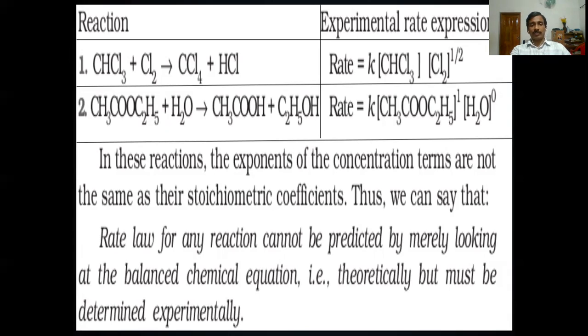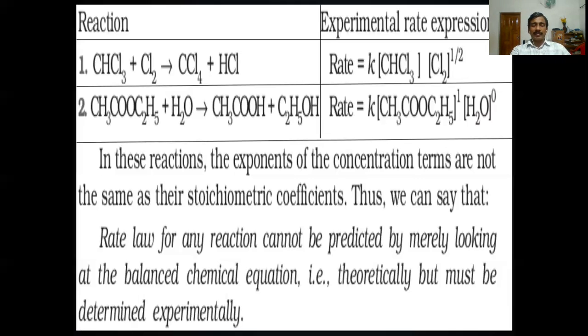The second case is the hydrolysis of an ester, ethyl acetate. CH3COOC2H5 plus H2O gives CH3COOH, acetic acid, plus C2H5OH, ethanol. Here, what are the stoichiometric coefficients? You can see it is 1 here, and in the case of H2O also 1. But what is the rate law? Rate is equal to k, the rate constant, into the concentration of CH3COOC2H5 raised to 1 into the concentration of H2O raised to 0. So the stoichiometric coefficient and the power of the concentration term of H2O are different, 1 and 0. But for CH3COOC2H5 the stoichiometric coefficient and the power are the same, 1.